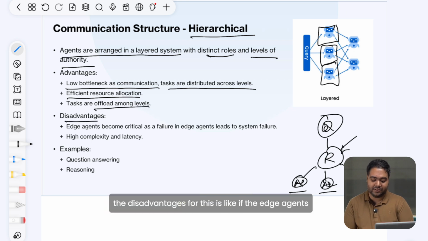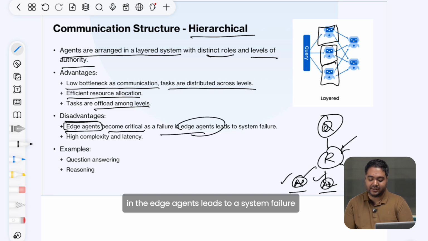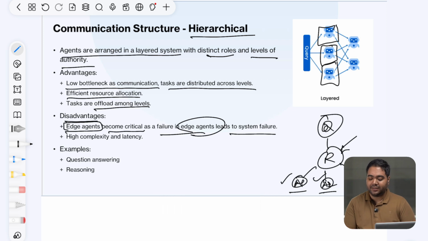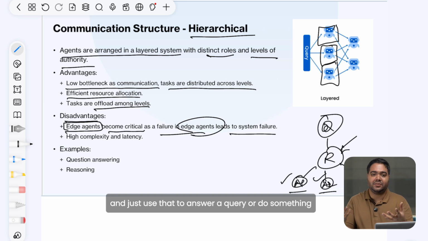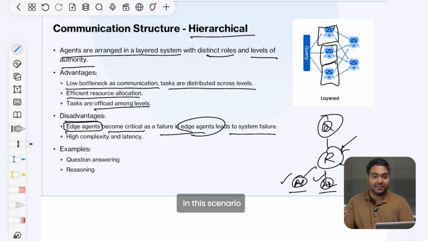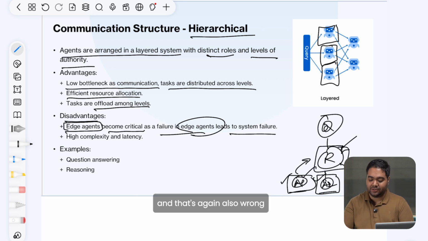The disadvantages for this is if the edge agents, which are these agents, don't work, then it becomes critical, and a failure in the edge agents leads to a system failure. If these individual agents do something wrong or the task isn't accomplished by them, then the parent agents just take in that wrong output from the sub agents and just use that to answer a query or do something or accomplish a task. If again these edge agents are giving you the wrong output, then that wrong output goes to the parent, and that's again also wrong. So when it answers your query, the answer is also wrong.